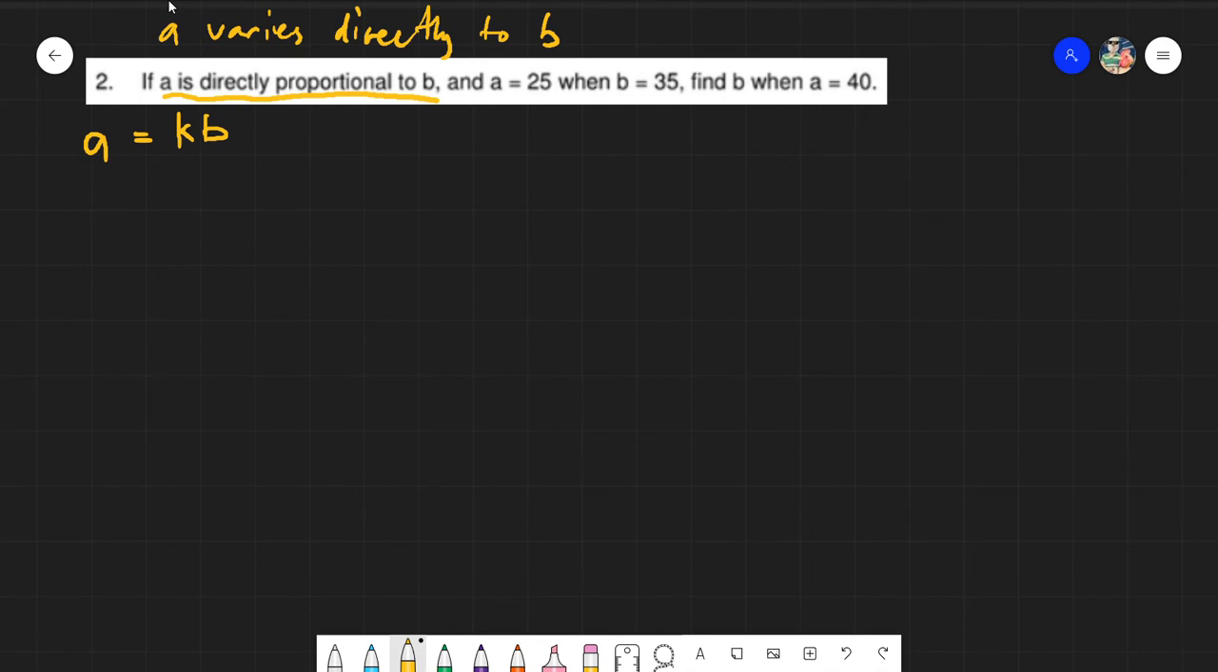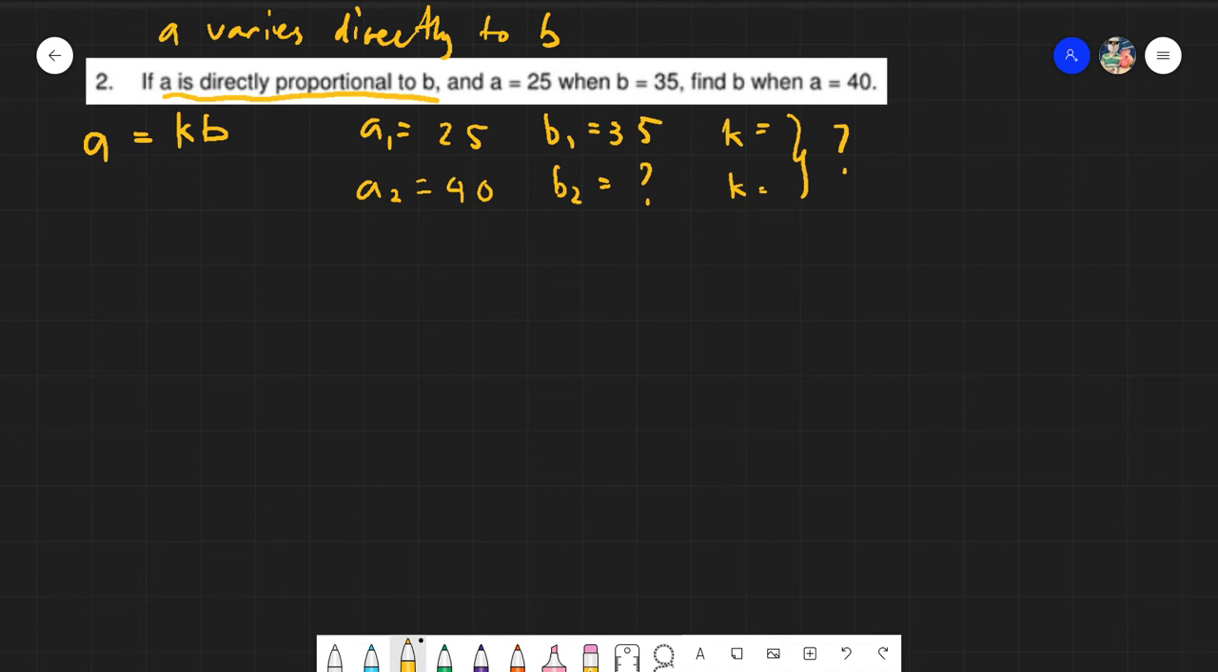Let's now list down our given. A sub 1 is 25 and B sub 1 is 35. A sub 2 is given, it's 40, but B sub 2 is missing. And lastly, we have our value for k. Our value for k is of course consistent for both, but it is also missing. The best one to solve, obviously, is the first one. So let's try to solve.